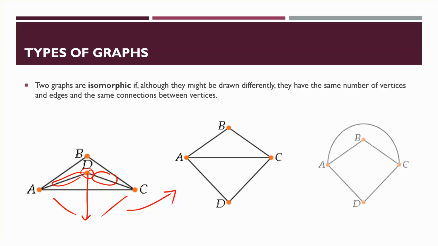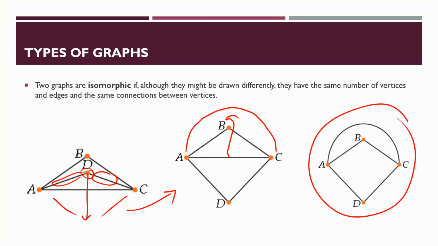Let's take that one step further. Let's move A and C. If we were to move this edge up over there, it's still the same connection, but it would end up looking like this. All of these graphs are isomorphic to each other.